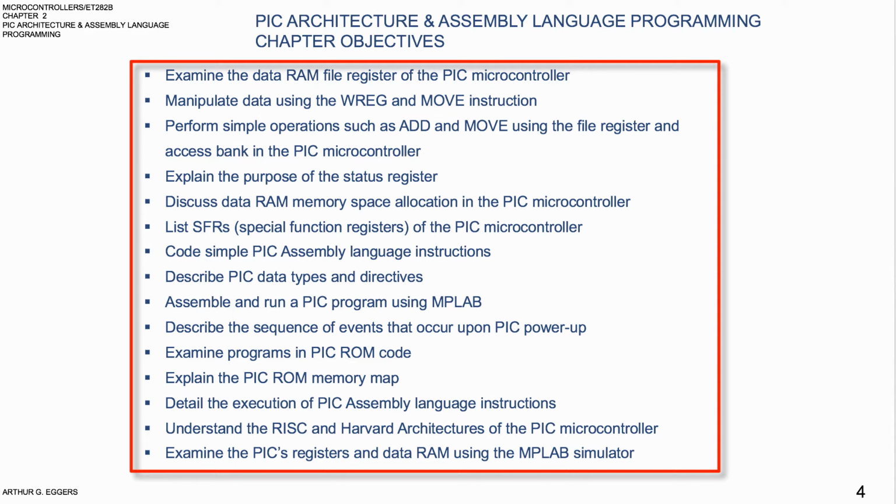and run a PIC program using the simulator MPLAB, describe the sequence of events that occur upon PIC power-up, examine programs in PIC ROM code and explain the PIC ROM memory map, detail the execution of the PIC assembly language instruction, understand the reduced instruction set and the Harvard architectures of the PIC microcontroller, and then finally examine the PIC's registers and data RAM using the MPLAB simulator.